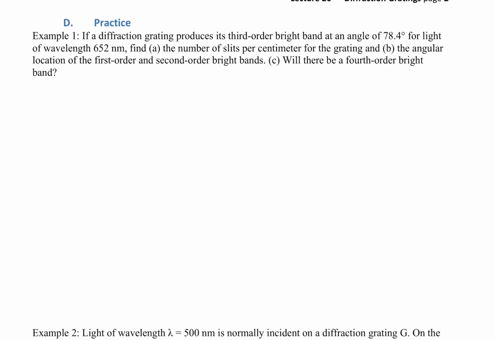If a diffraction grating produces its third order bright band at an angle of 78.4 degrees from a light wavelength of 652 nanometers, find the number of slits per centimeter for the grating, and then the angular location of the first order and second order, because after all, we're starting with the third order. Here's our formula. Again, we're just interested in the constructive maxima, those narrow bright bands.